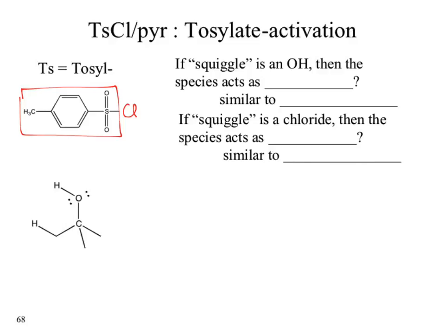Could the oxygens donate electrons? How many bonds does oxygen want to have? 2. How many bonds do they currently have? 2. Does oxygen want to donate its electrons? Nope. So the sulfur is partially positive, with 2 electronegative oxygens and the chlorine all pulling electron density away, making the sulfur an excellent electrophile.